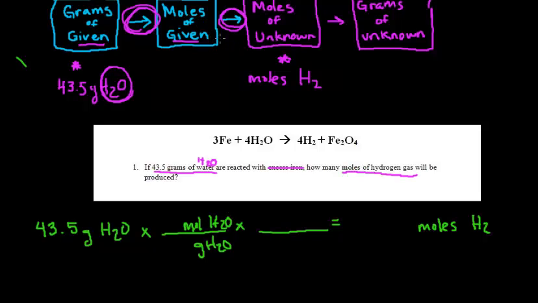The next conversion over, so this line right here, is going to be these two boxes. I'm going to be converting between them. So moles of H2O, which is my moles of given, goes on the bottom. And on top is going to be moles of unknown. And my unknown is H2. It's over here. This is my unknown.